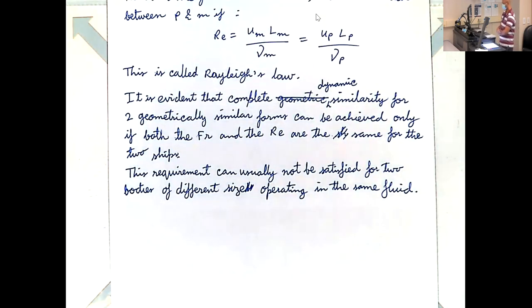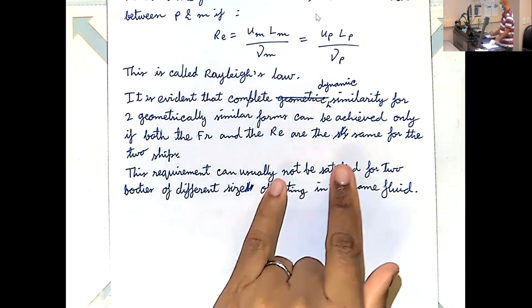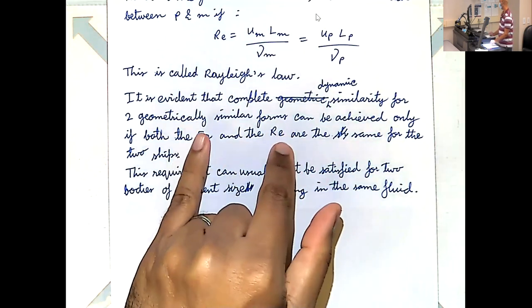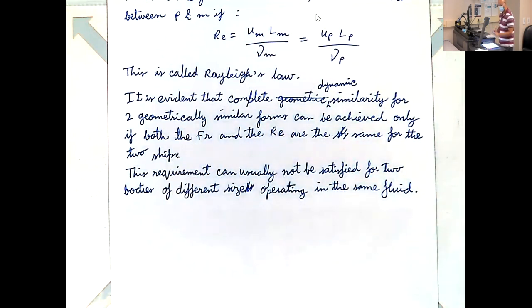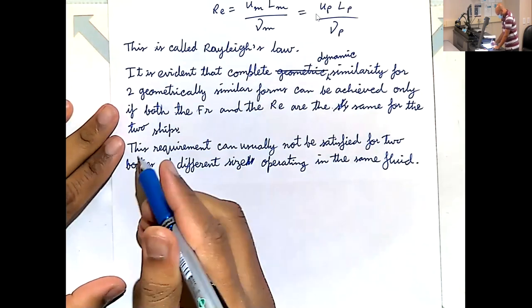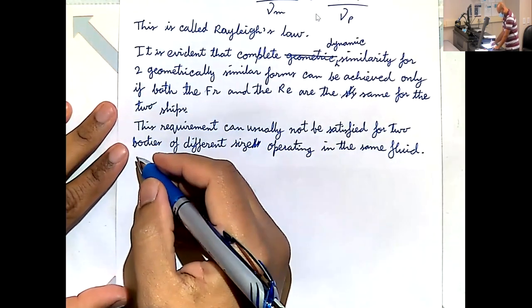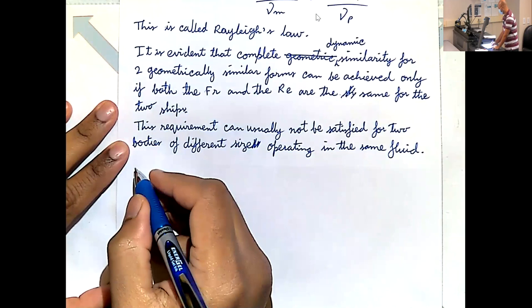Great. So given that we cannot get the Froude number and Reynolds number to match simultaneously, what do we do instead to make sure we at least get as accurate a result as possible? So this is what Froude came up with. There's basically three, four steps you can follow.